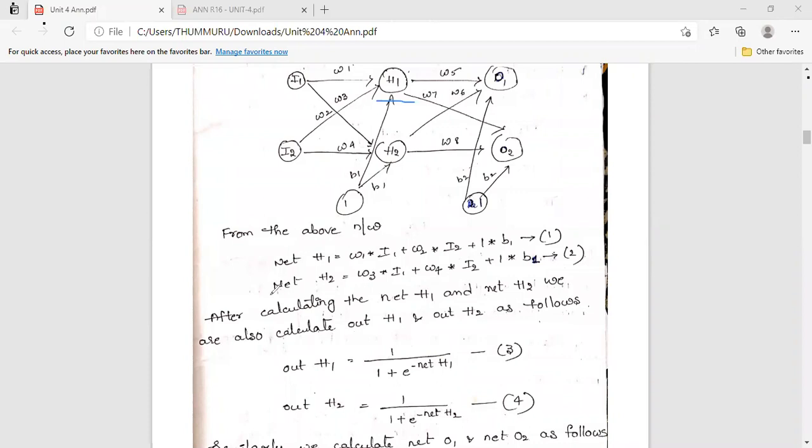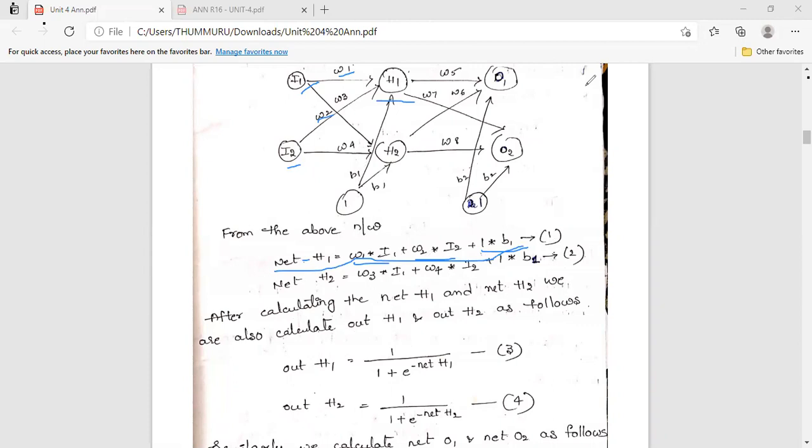And for H1, what is the input of H1? Input of H1 is called net H1, which is equal to W1 into I1 plus W2 into I2, plus bias B1 into 1. Okay, this is the calculation of the input of H1, or you may call it net H1, right?